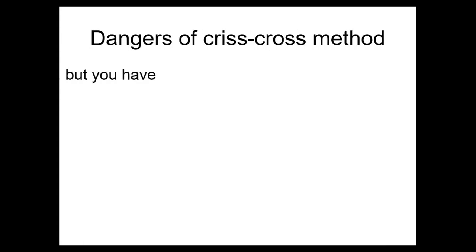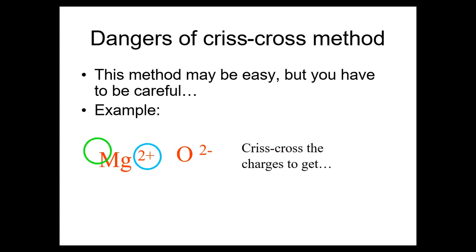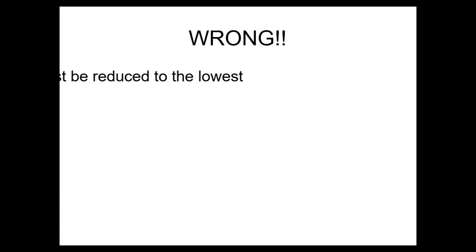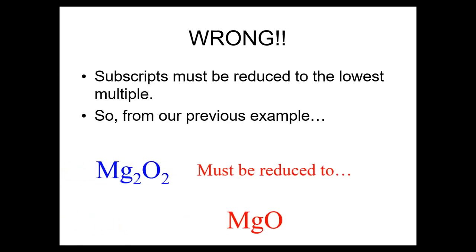And so like I said, the danger of this is you have to be careful when you have ones that do not simplify to the lowest whole number ratio. So here we have magnesium oxide. We do the crisscross. This becomes Mg2O2, but that's not correct. We have to simplify that to MgO. So always simplify when you're done.